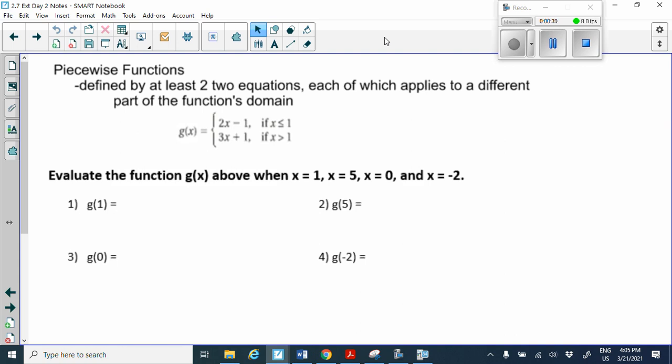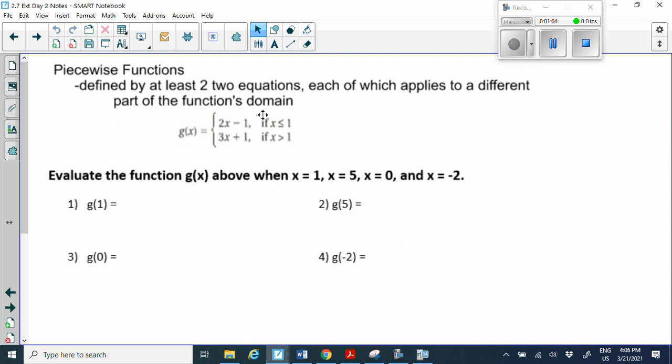And so when it says applies to a different part of the function's domain, that just represents, as you saw earlier in our 2.7 extension day 1, there's going to be a restriction. So basically that 2.7 extension day 1 notes was a preview of what we're going to be doing for our extension day 2 and extension day 3 notes dealing with piecewise functions.